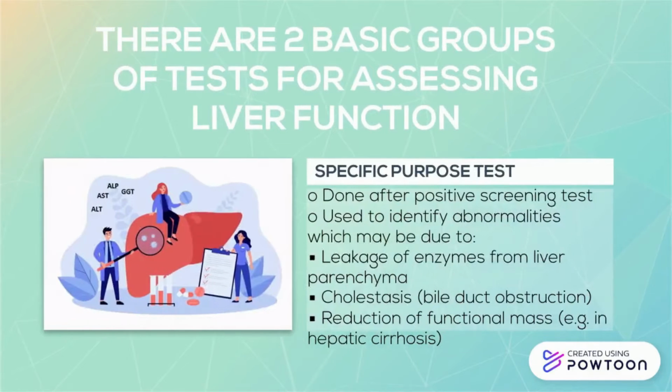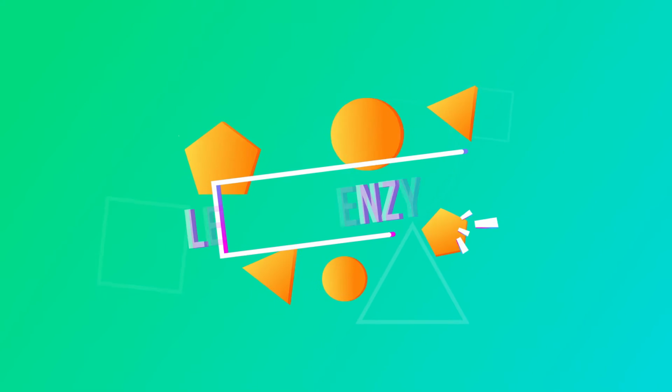The second is the specific purpose test. It is done after positive screening tests, used to identify abnormalities which may be due to leakage of enzymes from liver parenchyma, cholestasis, or reduction of functional mass.